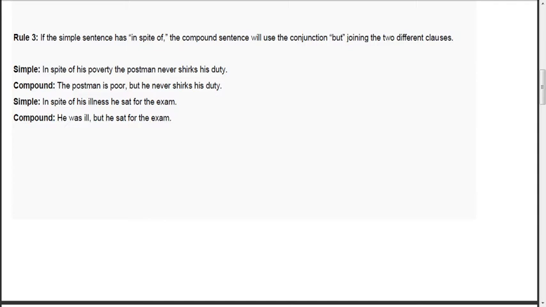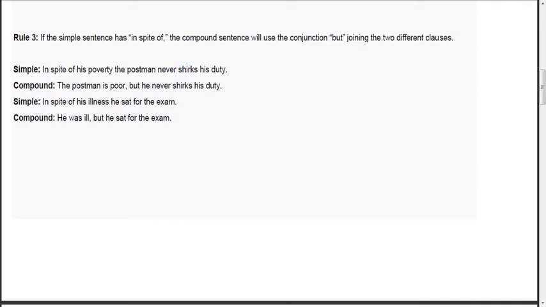Someone who goes through poverty, so it's usual that he or she should avoid or neglect his duty. But here, opposite things are mentioned. Like the postman, he does his job, he never shirks his duty. So things are not usual actually. If opposite things happen, unusual things happen, that very time we will take but. So the postman is poor, but he never shirks his duty.